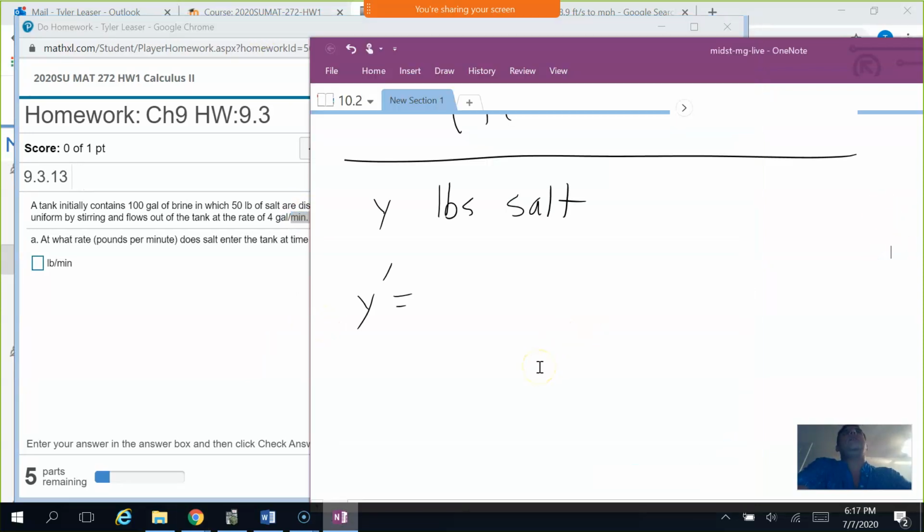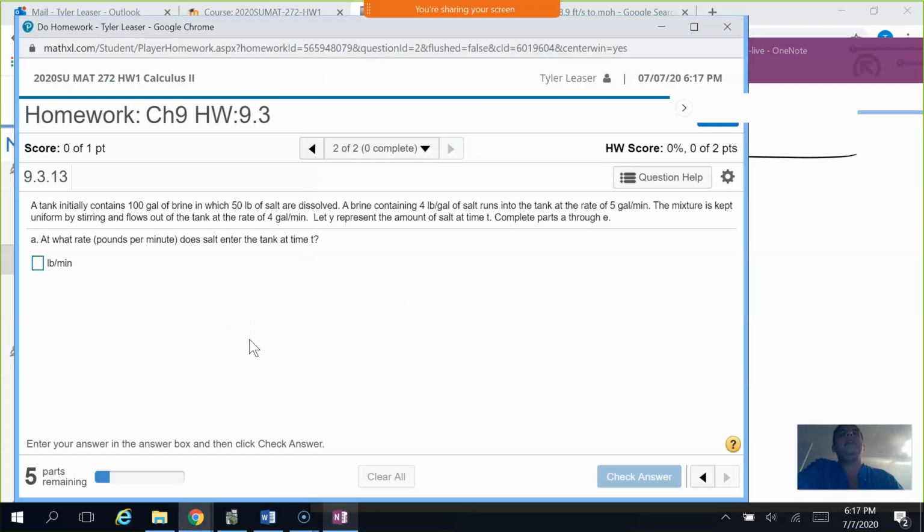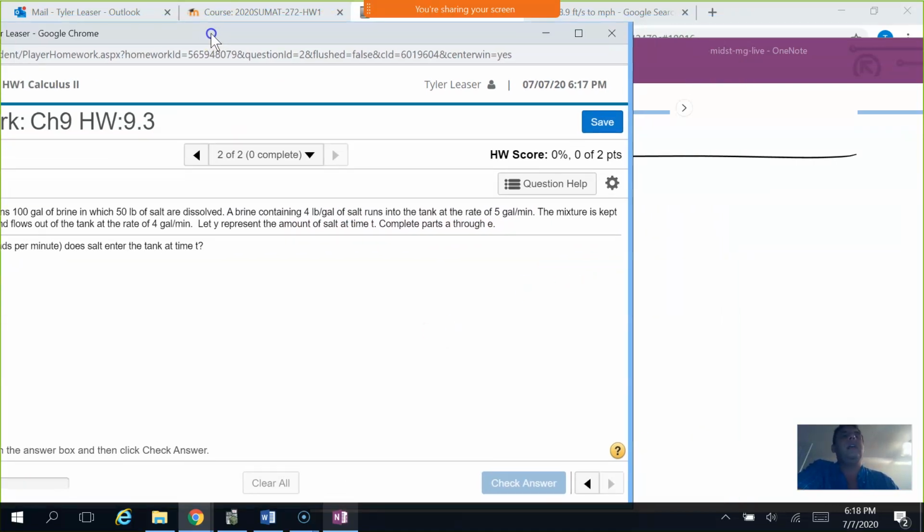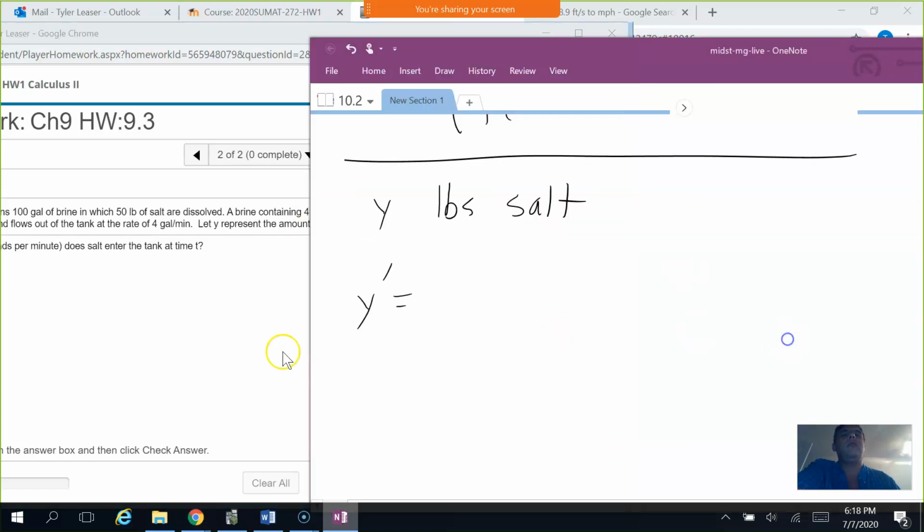The change in the pounds of salt is going to be the amount of pounds per minute that is coming into the system minus the pounds per minute that is coming out of the system. So the pounds per minute coming into the system is from this sentence right here. A brine containing 4 pounds per gallon of salt is coming in at a rate of 5 gallons per minute. If we need pounds per minute, we're just going to multiply these two numbers together. That way the gallons cancels out. So 4 times 5, we have 20. And if you really want to, you could put units here: 20 pounds per minute of salt coming in.